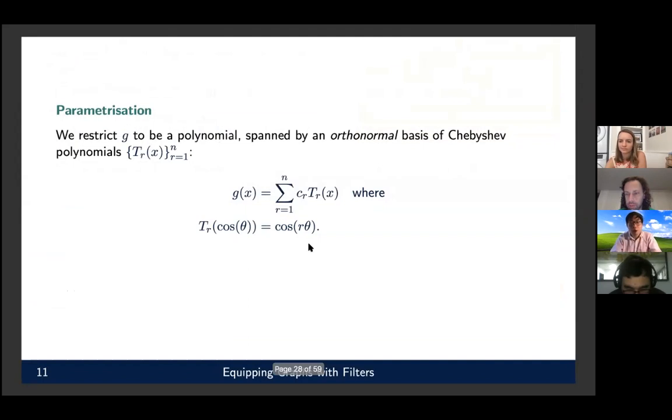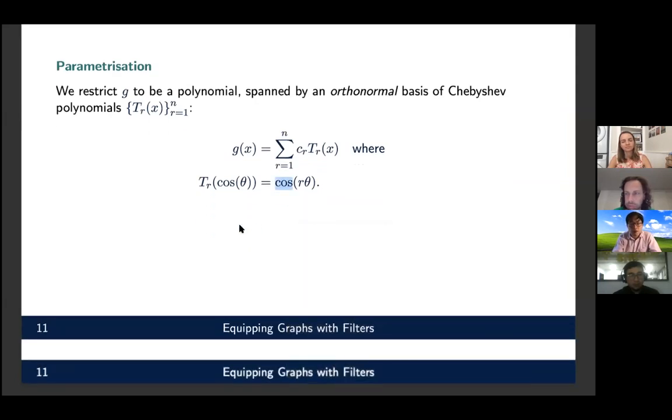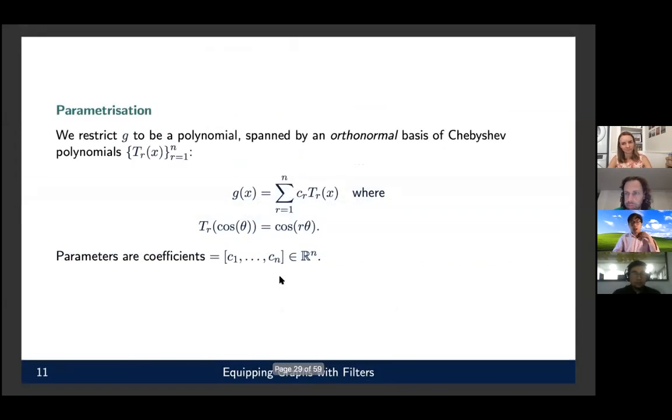So how do we parameterize G? Well, any continuous function on a closed interval can be approximated arbitrarily well by a polynomial. So we restrict G to be a polynomial, and if you do numerical analysis, you know that a good basis on polynomial space is our Chebyshev polynomials. And so we take G of X to be a linear combination of these Chebyshev polynomials, which satisfy this relation. And so the parameters we want to learn, we want to tweak, and we want to play around with are precisely the coefficients in this linear combination.